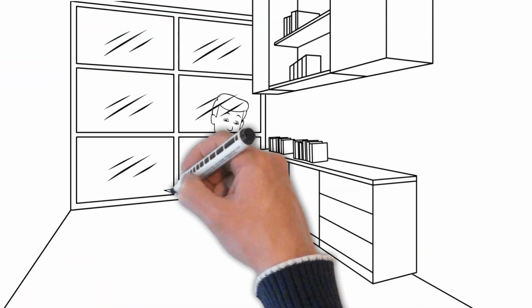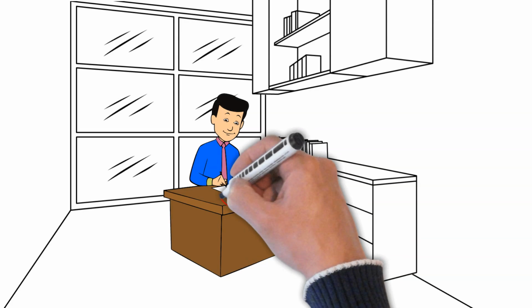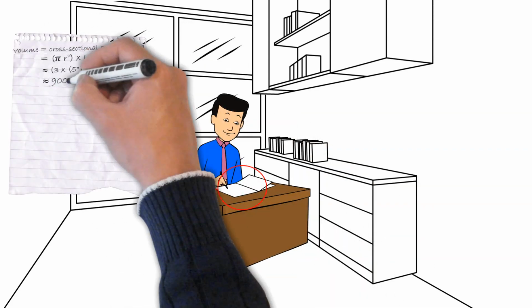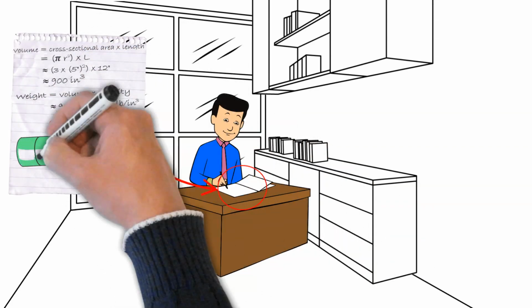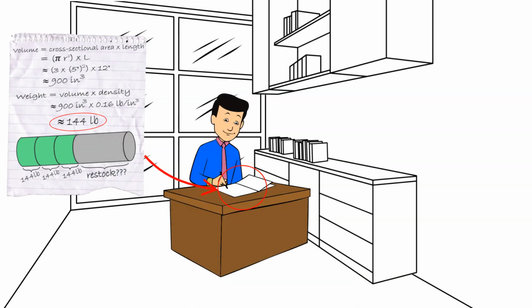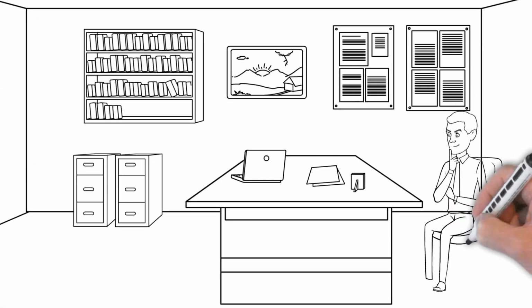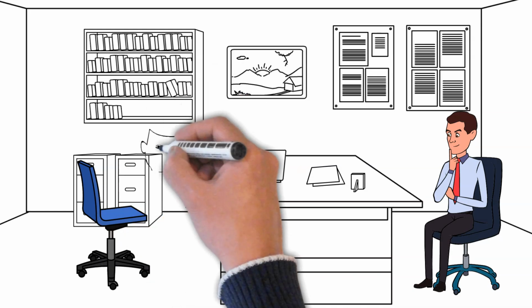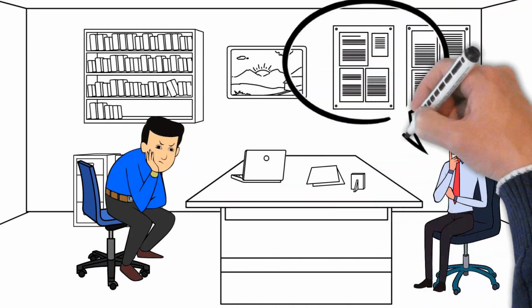Tommy furiously does some handwritten calculations to figure out whether he has enough raw material to make the parts. He plays it safe by allocating the largest billet available and will just restock any remnant. At the end of the day, the customer is happy, but Tommy's supervisor is not.